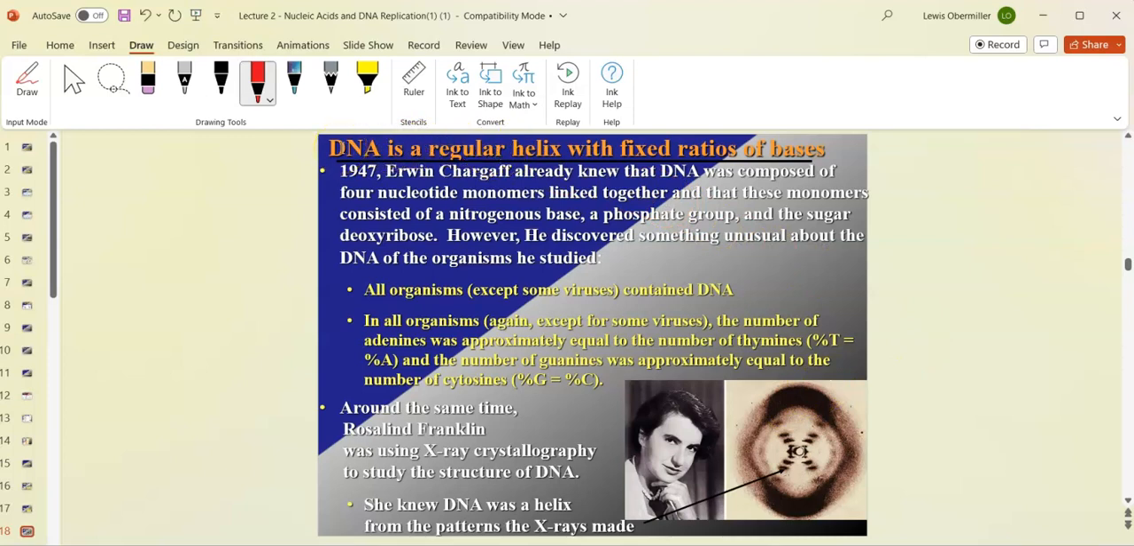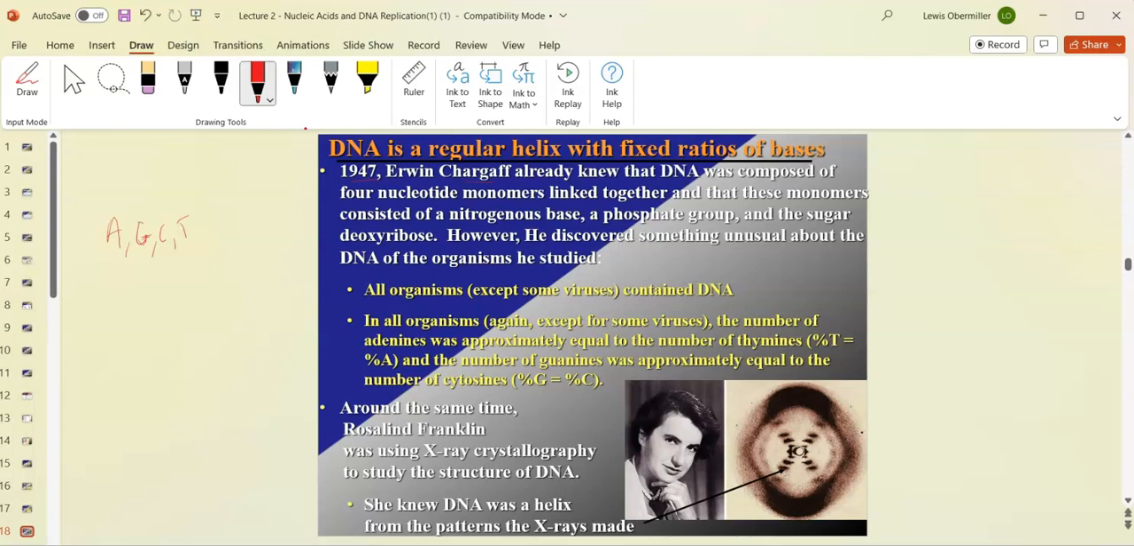So this is a little history about this, and we're going to talk about Chargaff's rule, and I have a little exercise for you in the problem set to do this. But in 1947, right before the Hershey and Chase experiment, Chargaff already knew that DNA was made up of four nucleotides, A's and G's and C's and T's. And he was just kind of on his own studying this. Nobody was really interested in DNA at all.